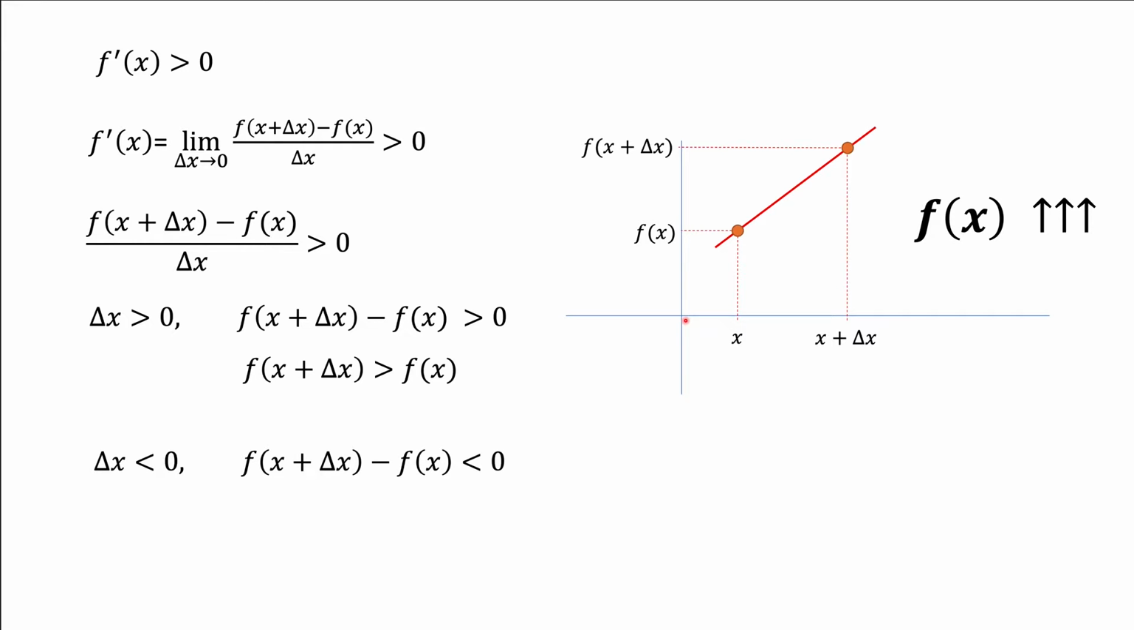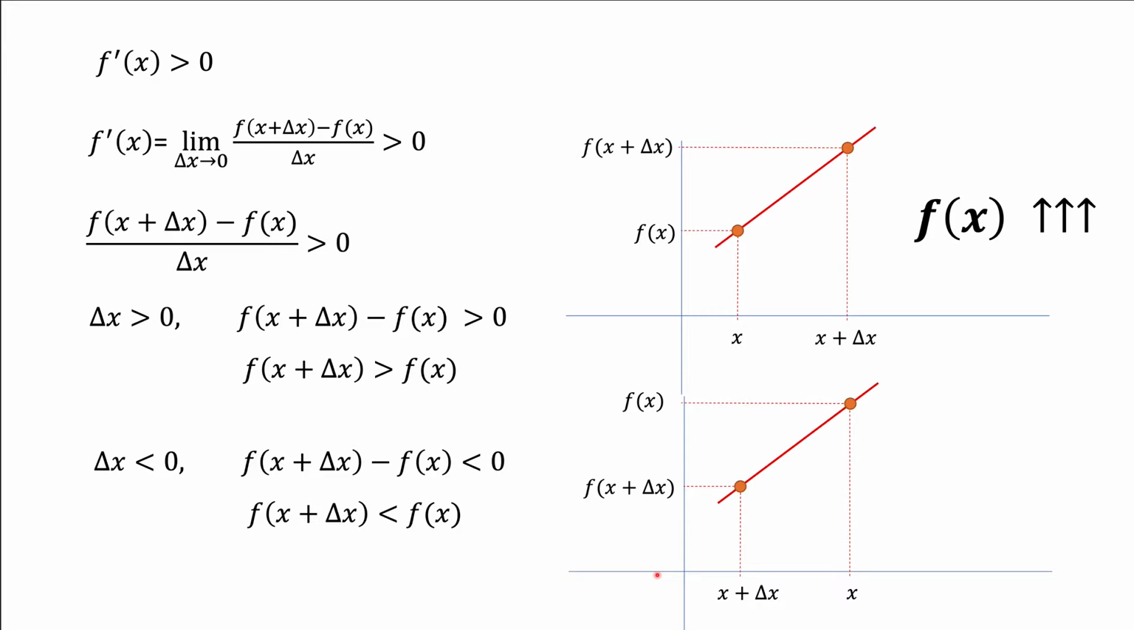All right, let's consider another case when delta x is negative. Well, the denominator is negative. The numerator also has to be negative, so for the whole thing to be positive, it means we have the opposite thing, that f of x plus delta x is less than f of x. But now, if you look at the graph, we find the same behavior. Our function is growing. That's because x plus delta x in this case is less than x, and that's because delta x is negative. Okay? So what all this tells us, regardless whether delta x is positive or negative, if the derivative of the function is positive, the function is increasing.